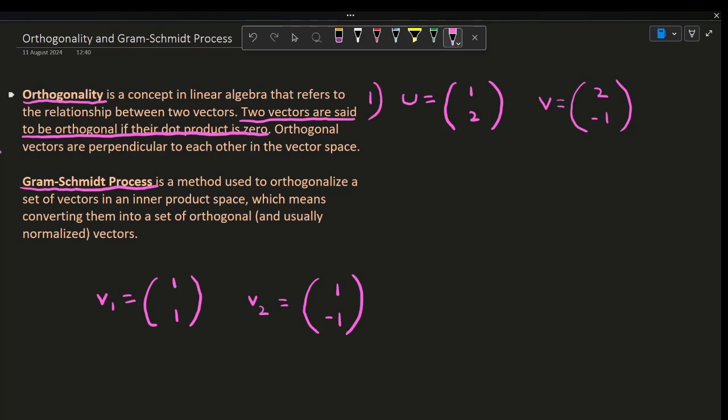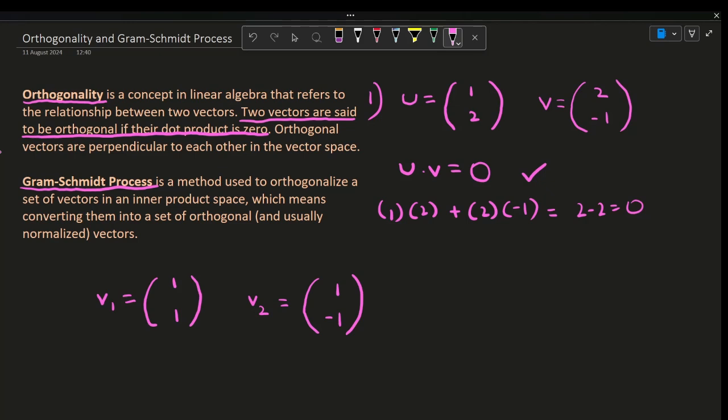Let's first take this question right here. We have two vectors, and we have to check if both of them are orthogonal. To check if they're orthogonal, we have to check if their dot product is equal to zero. If their dot product is equal to zero, it is orthogonal. So let's find the dot product. That would be 1 times 2 plus 2 times negative 1. So that is just 2 minus 2, which is equal to 0. So the dot product is equal to 0. Hence, vectors u and v are orthogonal.